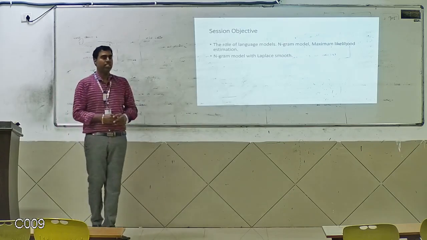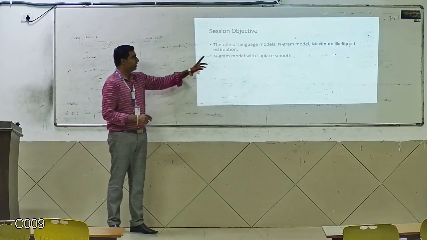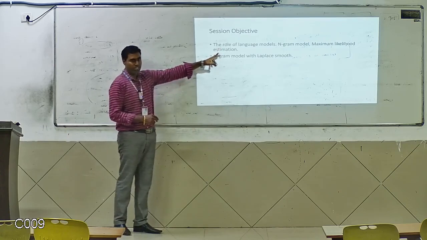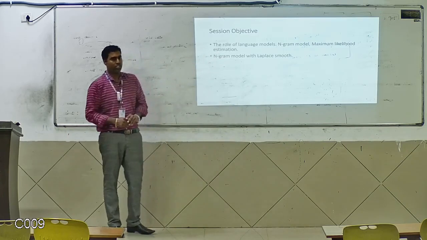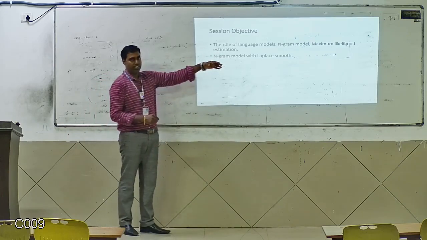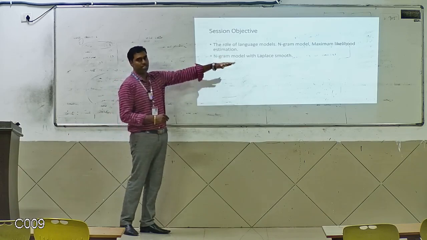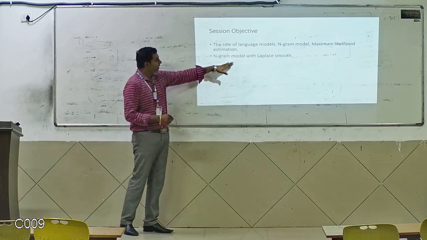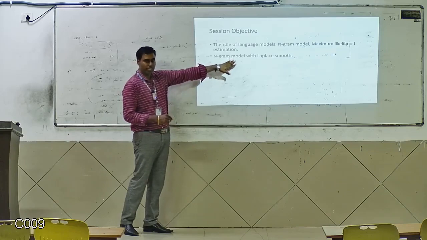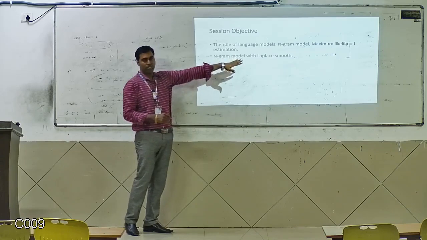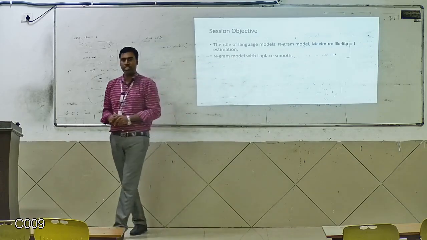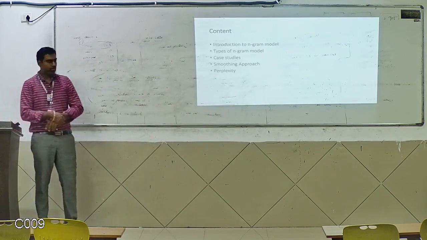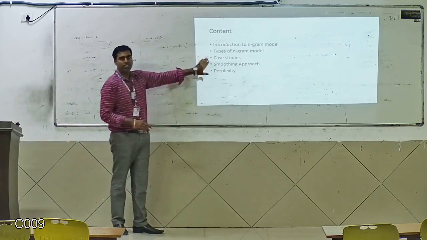Once again, I will repeat. In this session we are mainly focusing on two objectives. One is to understand the role of language models, especially the N-gram model, and how we can estimate the occurrence of a sentence or word using maximum likelihood. The second objective is the challenges while incorporating the N-gram model, and how we overcome them using the smoothing concept, especially Laplace smoothing. These are the main topics we are going to discuss.